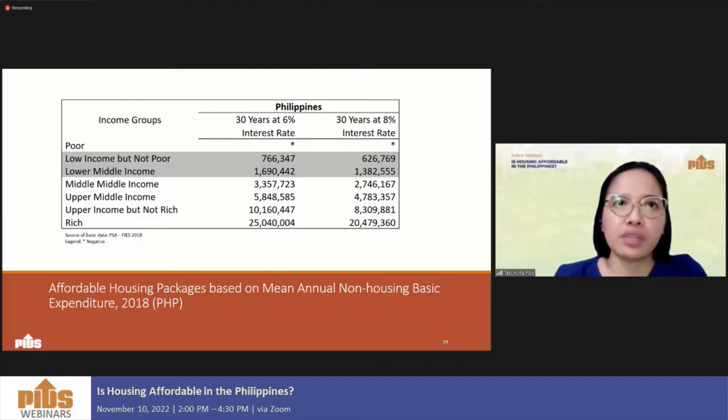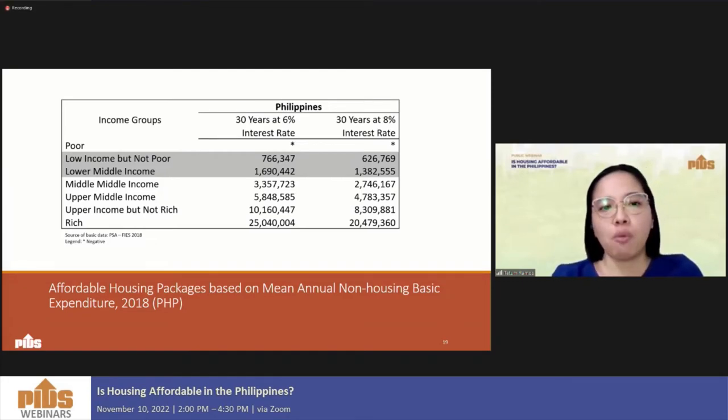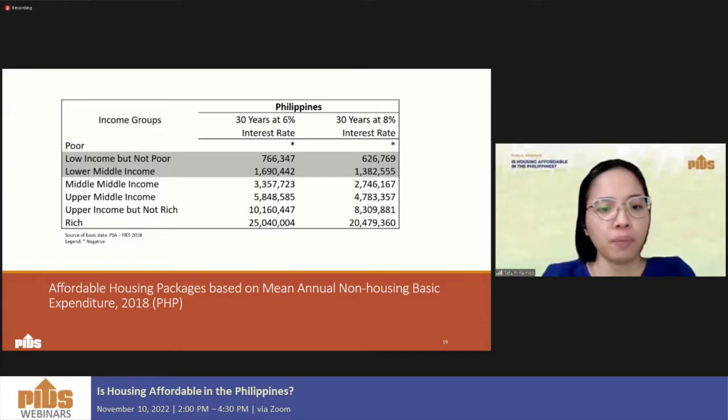Now, what can we derive from these findings? First, the extent of housing stress tells us that housing has not been affordable in the Philippines. Also, the 30% standard is not a suitable method to determine housing affordability in the country, because it overestimates housing affordability among the poor, while it underestimates the affordability among higher income groups. Also, the residual income method can provide us a more accurate picture of housing affordability, given affordable housing packages, and also given comparisons with the price ceilings.